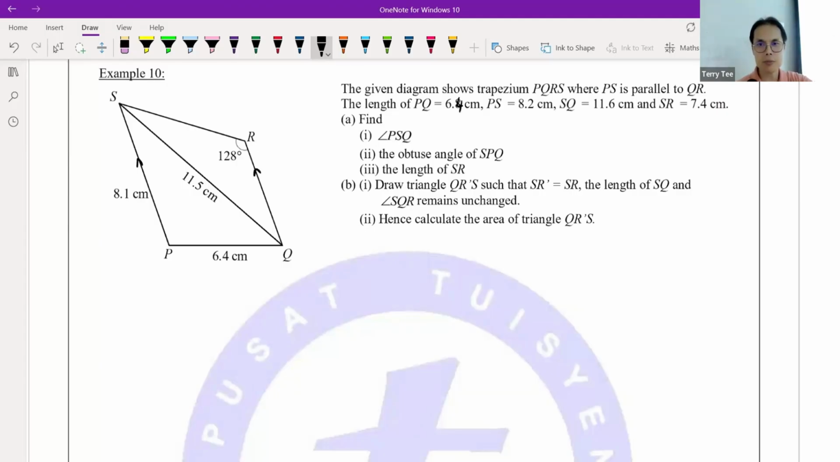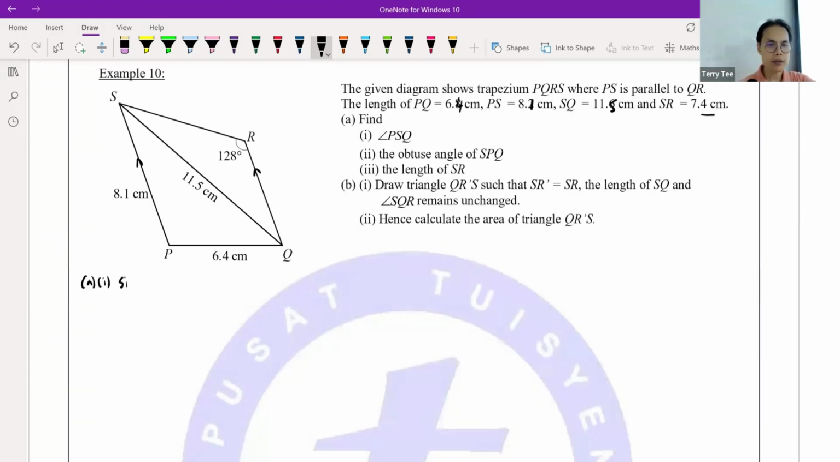So this one should be 6.4. This one should be 8.1, 11.5, and SR is the same. SR is 7.4. Okay, right. So we are supposed to find angle PSQ. Okay, so guys, first part, angle PSQ.